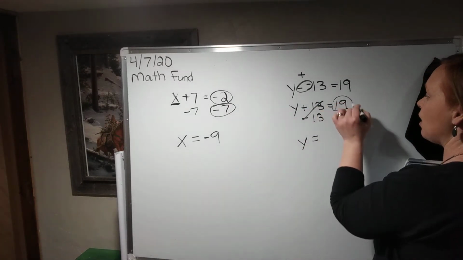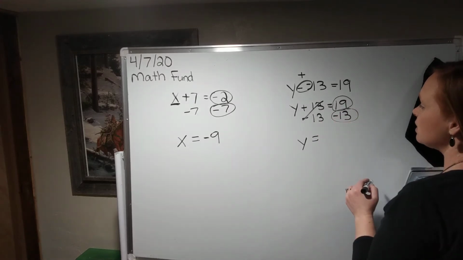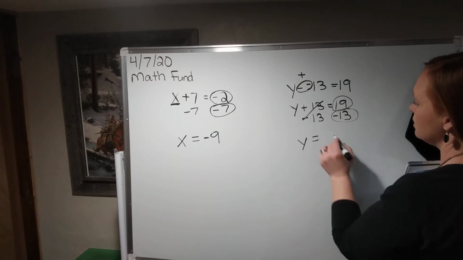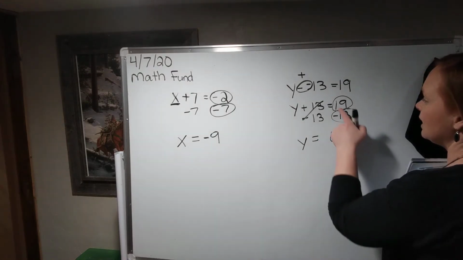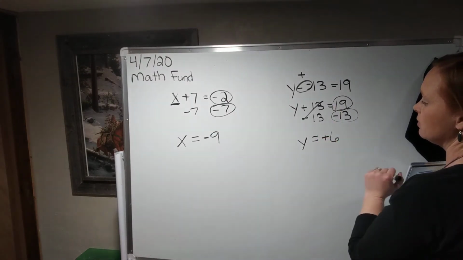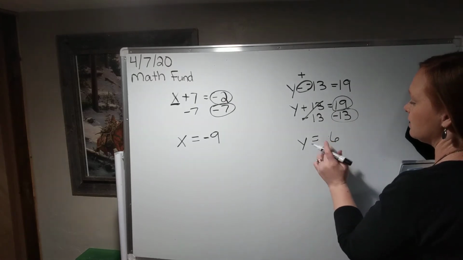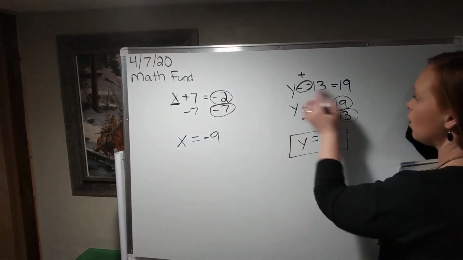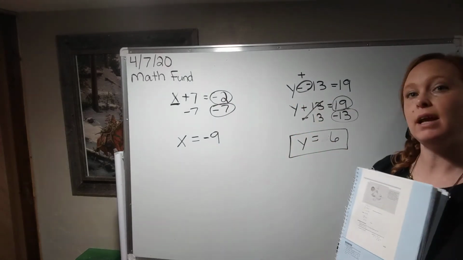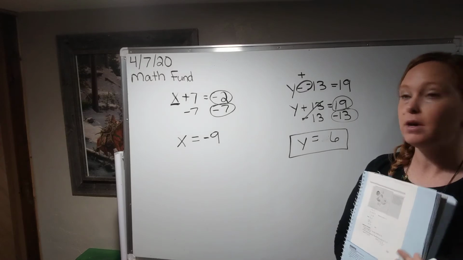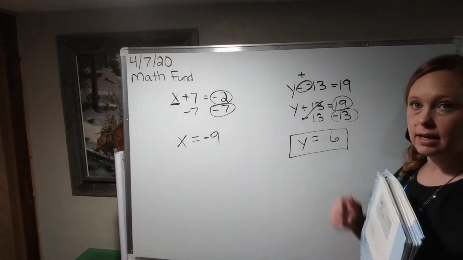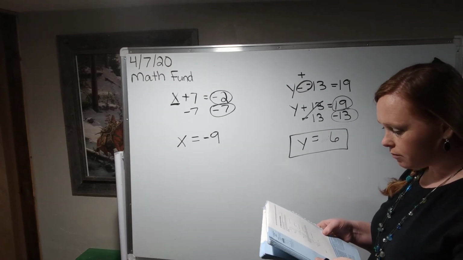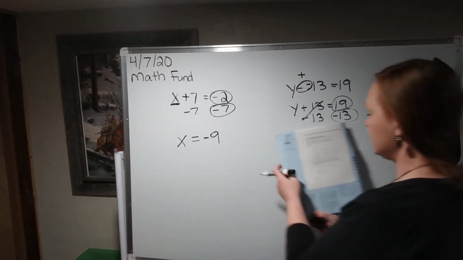y equals, I'm combining a positive and a negative, so I subtract. 19 minus 13 is 6. And I keep the sign of the bigger number. Okay? So I don't need that sign there. Just y equals 6. So you should be working down on your paper. If you just have an answer, I'm going to start marking you off because I need to see the process that you're doing. So make sure that you're showing me your work. Let's look at the next example.